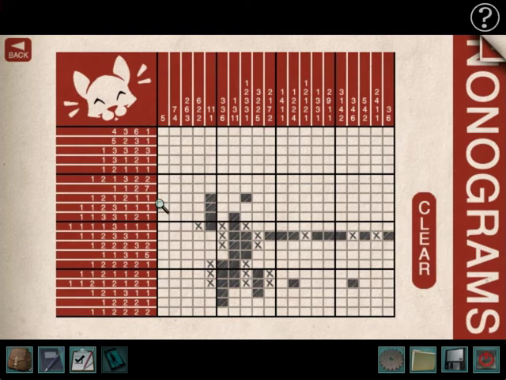And sadly, there aren't too many more big numbers here. 4, let's just start at the top here. 3, 6, 1. We can at least put this down as part of the 4.